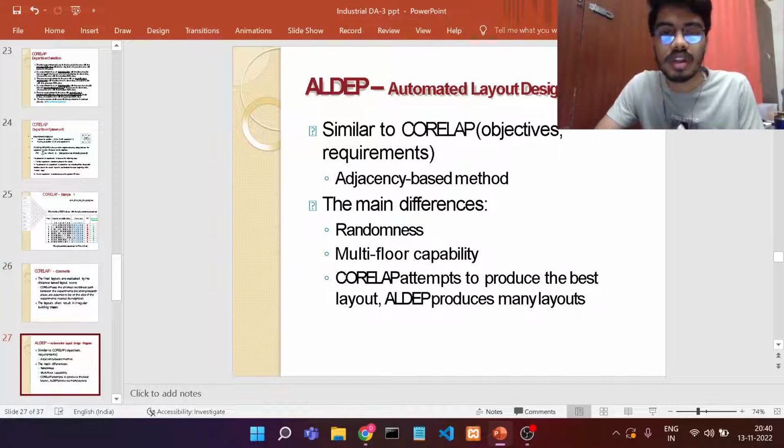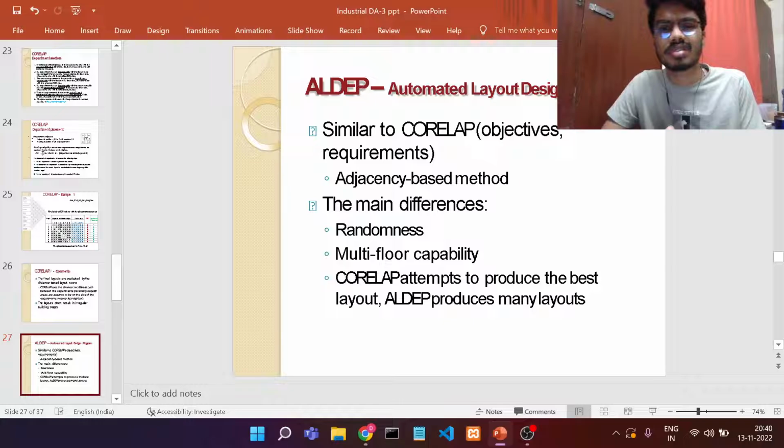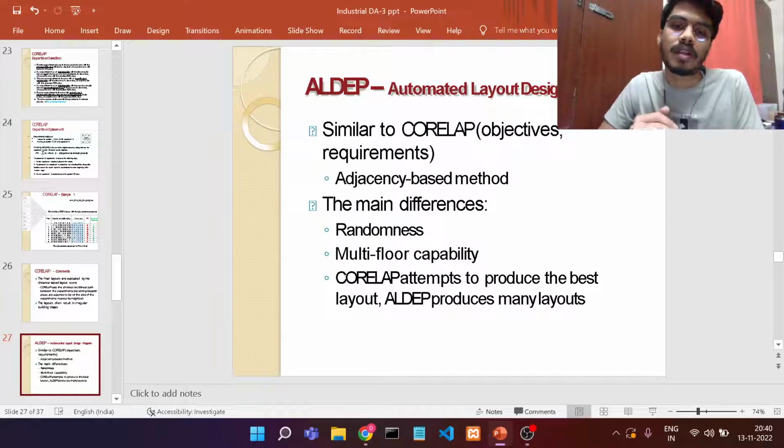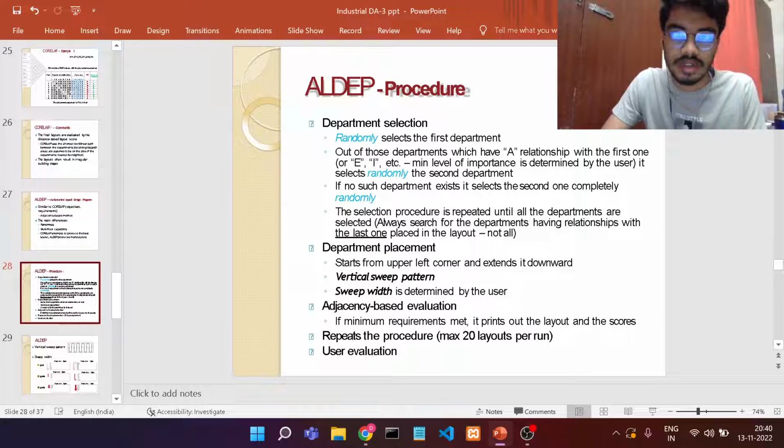Now we will head towards the Aldep. Okay, so Aldep is somewhat similar to the Corelap in the objective and requirements. It is an adjacency based method. The main differences are randomness, multi-floor capabilities, and while Corelap attempts to produce the best layout, Aldep produces many layouts. That is the main difference.